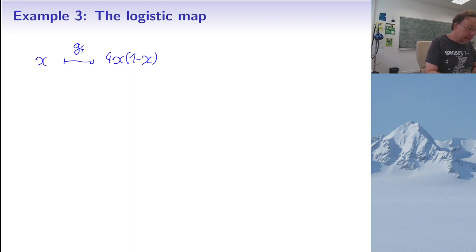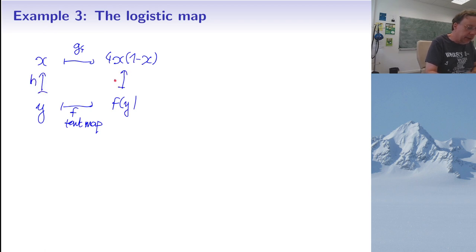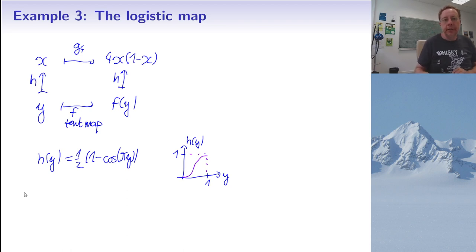And now what I claim is the following. So if here I have F, which is the tent map, which I showed just before, then these two maps are actually what we call conjugated, which means that I have a certain map H here, and this map H is a bijective map, and it is given by H of y equals 1/2 times 1 minus cosine of pi times y. And okay, you can look at this map. So if I put y here, h of y here, its graph looks something like this. So it's a nonlinear but invertible transformation of the interval 0, 1.